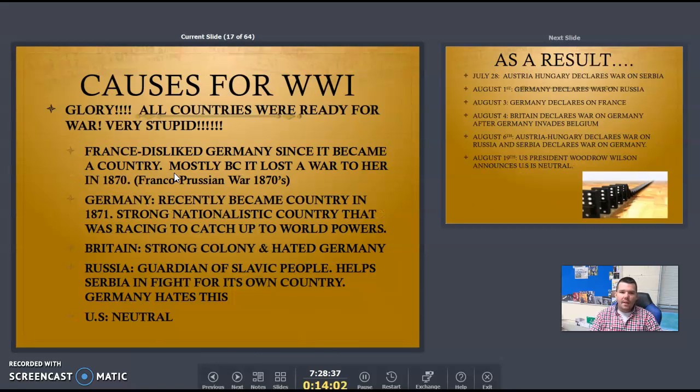Okay, and then finally, kind of wrapping things up: glory. Back then, they believed that war was glory, and they were ready for war. They were itching to go. There were parades, guys. There were parades for going to war, which is ridiculous. But they were ready. They wanted prestige. They wanted to put their names on the map. They wanted to expand.